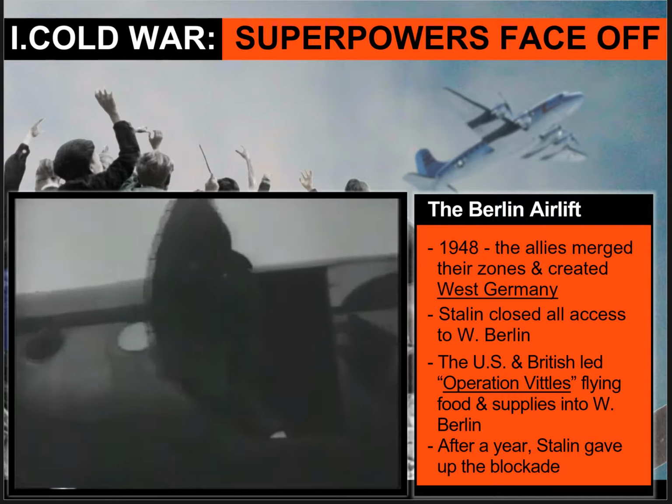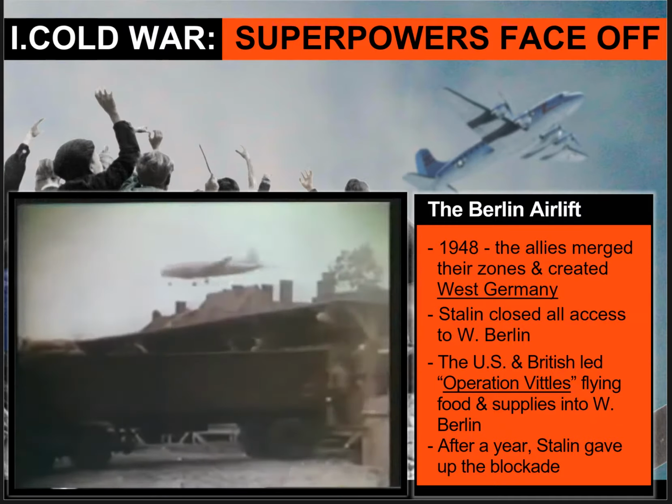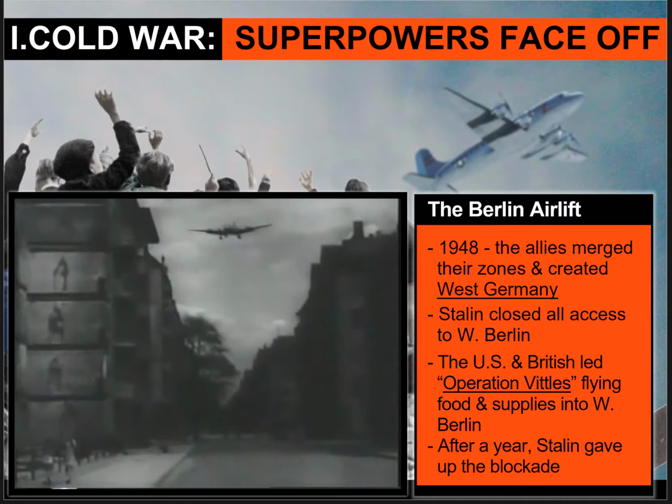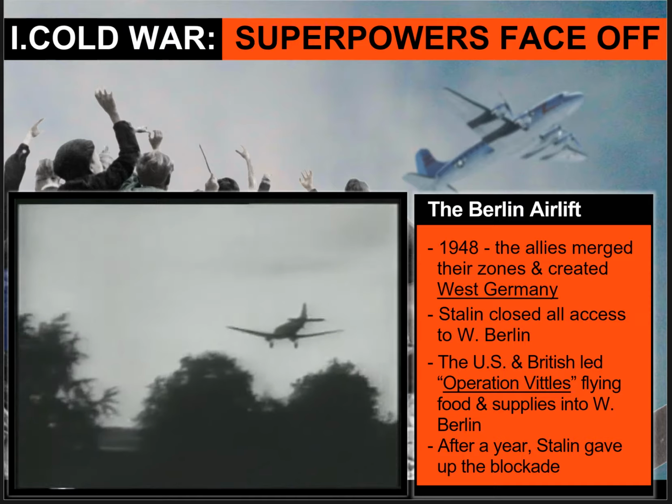President Truman chose another option. He would supply the beleaguered city by air. It was a gamble. American and British pilots who had once dropped bombs on this city would deliver supplies to Berlin hour after hour, day after day.